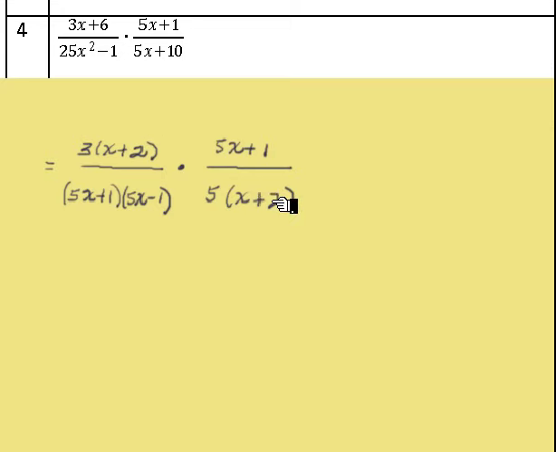And now we just look for common factors. So I see an x plus 2 here and an x plus 2 here. Common factors in numerator and denominator. I can cross that out. All right, here's a 5x plus 1 and a 5x plus 1. We can cross that out.